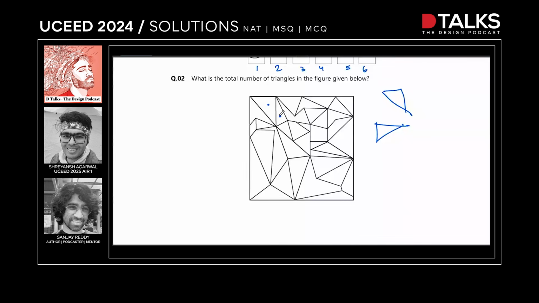So that's one, two, 3, 4, 5, 6, 7, 8, 9, 10, 11, 12, 13, 14, 15, 16, then 17, 18, 19, 20, 21, 22, 23. So that is just single units. I have not counted any triangles that are made up of more than one shape. And this is where most people mark their answer: 23.